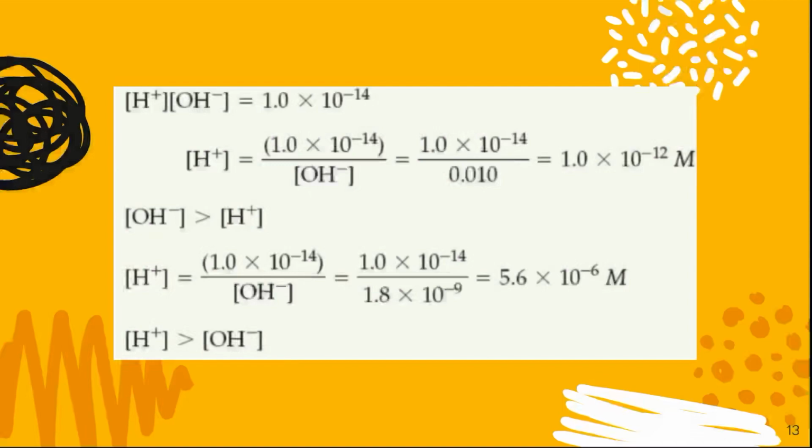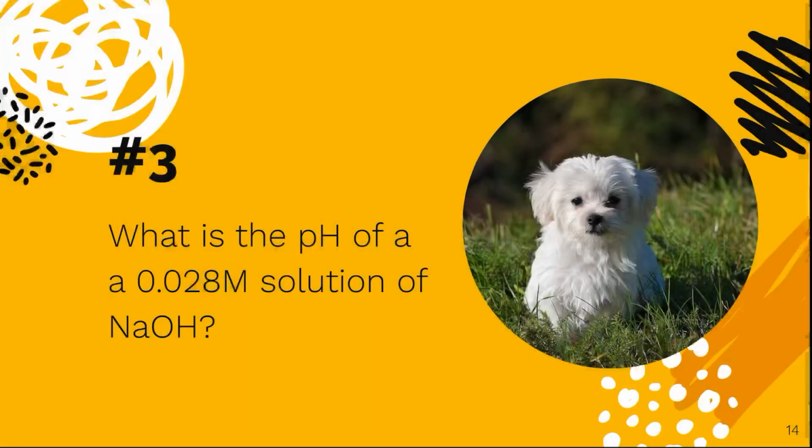So you'll notice for this solution, the concentration of OH- is more than that of the H+, so it's going to be a basic solution. For our second example, we're going to do the exact same thing, dividing our constant of 1.0 times 10 to the negative 14 by 1.8 times 10 to the negative 9. And our answer for this is going to be 5.6 times 10 to the negative 6 molarity. And in this example, we'll notice that the concentration of H+ is more than that of OH-, so it's an acidic solution. Our last question here is, what is the pH of a 0.028 molar solution of sodium hydroxide?